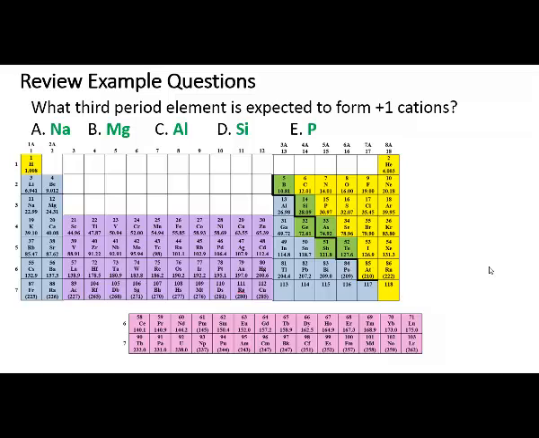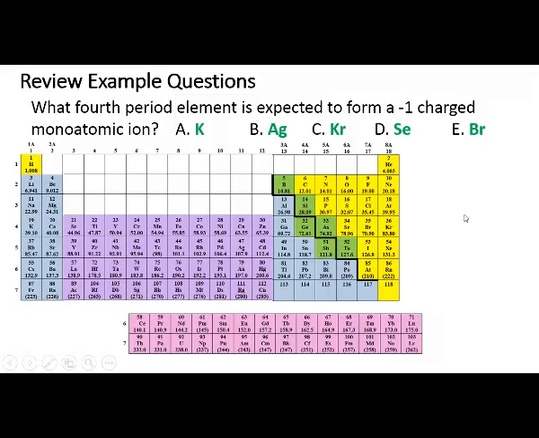Now you probably could have predicted the next question. I'm asking you here, what third period element is expected to form +1 charged cations? Third period again, so we're dealing with alkali metals. This is sodium. So sodium forms a +1 charged cation.